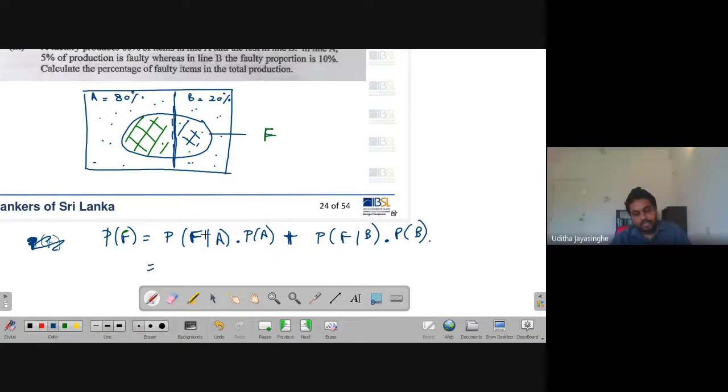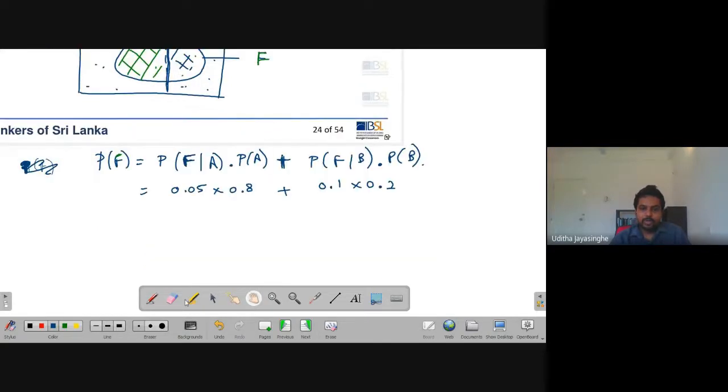Probability of faulty given A is nothing but 0.05 multiplied by probability of A. Now this is logical. Why? Out of 80%, 5% is faulty. Similarly, for B, 0.1 is the faulty percentage out of 20%. Now it makes sense, isn't that so? Out of 80%, 5% are faulty. Out of this 20%, 10% are faulty. If that is the case, these are going to be the faulty numbers.